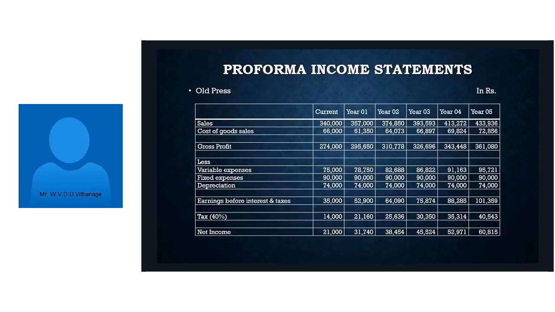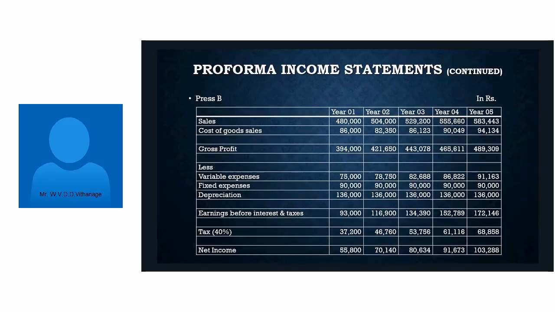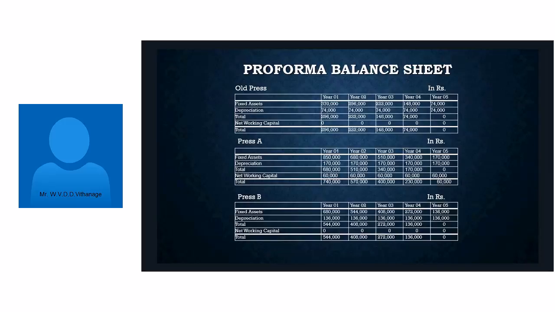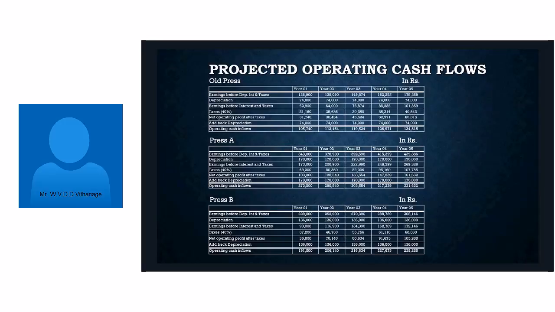Then the pro forma income statement. I will analyze the three machines separately. For the old press and all the machines, I have considered a sales growth of 10% year to year, with 10% growth in sales and cost of goods. Likewise, I have calculated the pro forma income statements for Press A and Press B. Also, I have calculated the pro forma balance sheets for the three machines separately. Then the projected operating cash flows: I have added back the depreciation to the net profit after tax to calculate the operating cash flows.